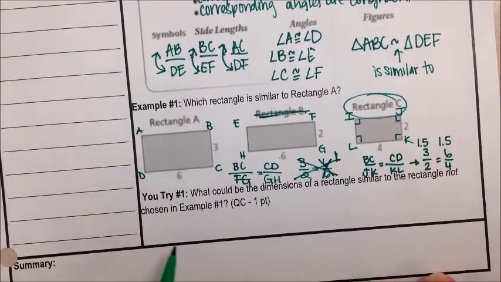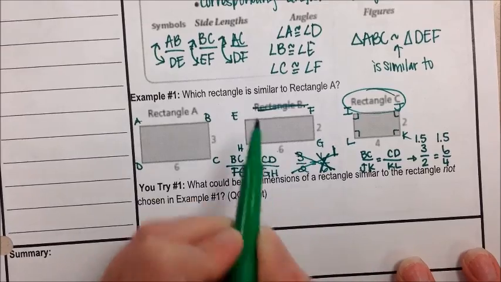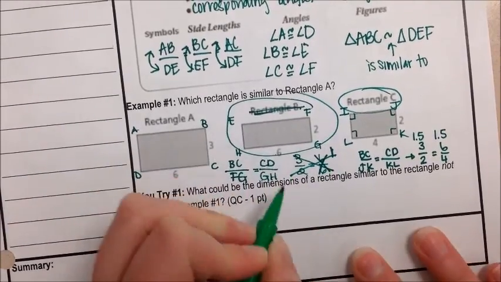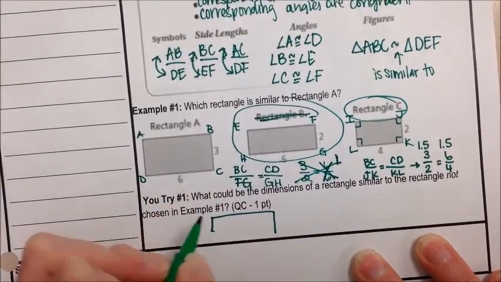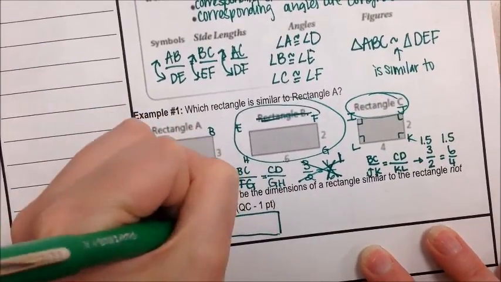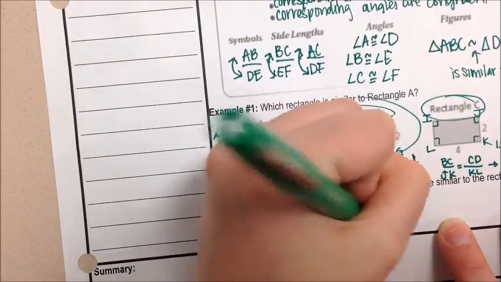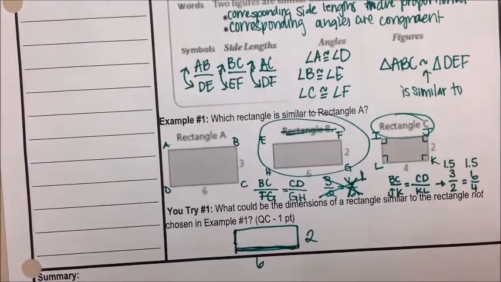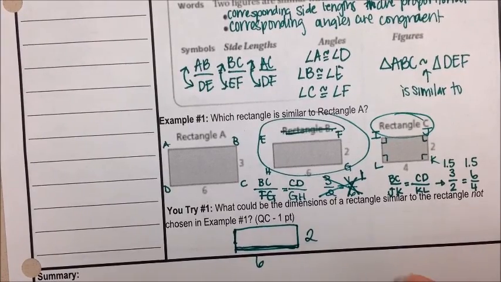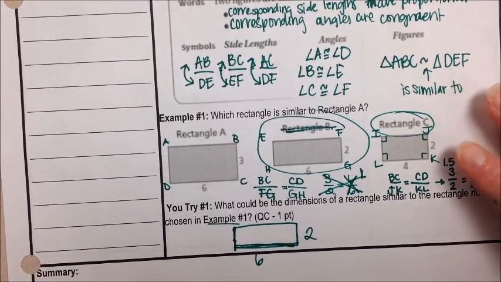Now I want you to find dimensions of a rectangle that would be similar to rectangle B. So you're focusing on rectangle B. Oops, that was a very poorly drawn rectangle. You're finding dimensions of a rectangle that's similar to that rectangle, because that's the one we didn't choose in example 1.